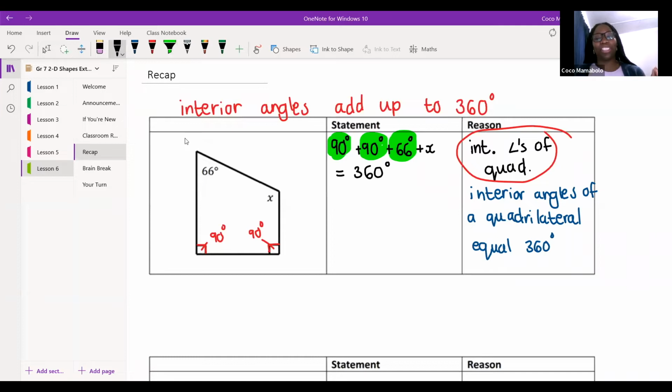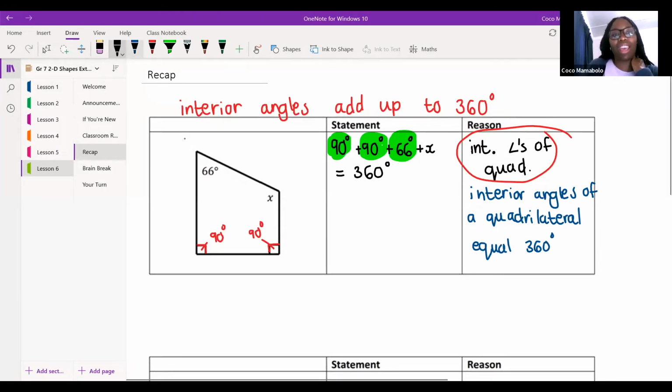Nokwezi's like, hooray for the short way. Yes, mathematicians, we're very lazy. We like the short way. Okay, I'm waiting for an answer. 90 degrees plus 90 degrees plus 66 degrees. How much does that give me? Thank you, Luto. I see you, 246 degrees.